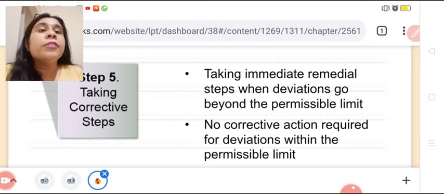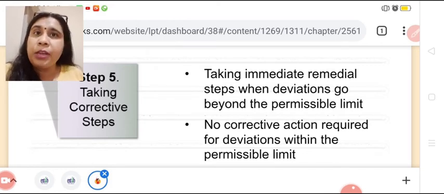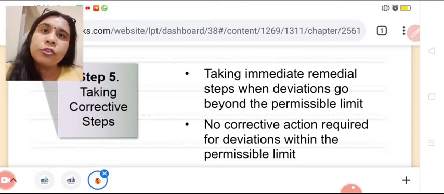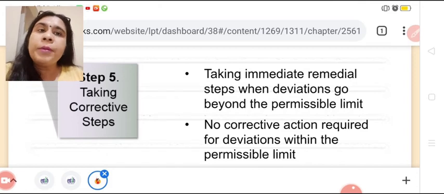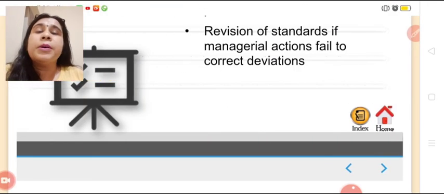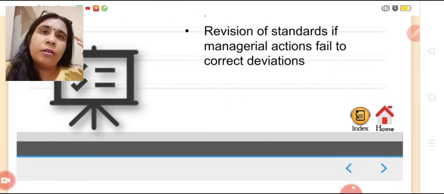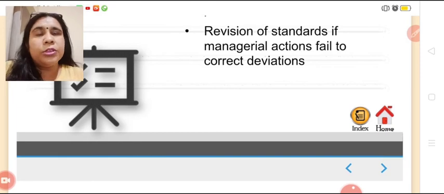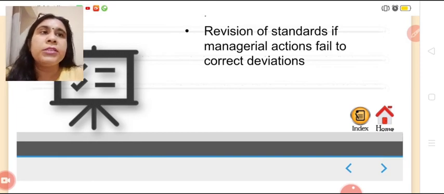Taking immediate remedial steps when deviations go beyond the permissible limit is very important, so that the problems which arose in the enterprise do not arise in the near future again. Errors are not repeated. No corrective action is required for those deviations which are within the permissible limit. Then, on the basis of this controlling function, standards could be revised if managerial actions fail to correct the deviations.